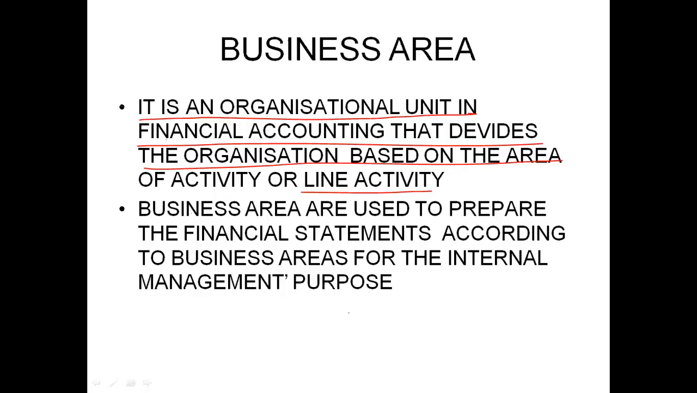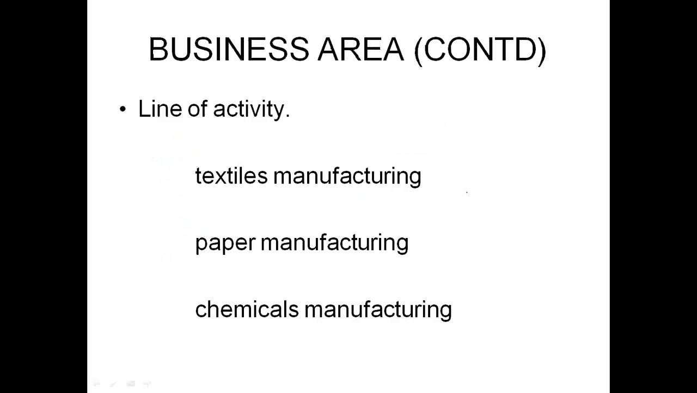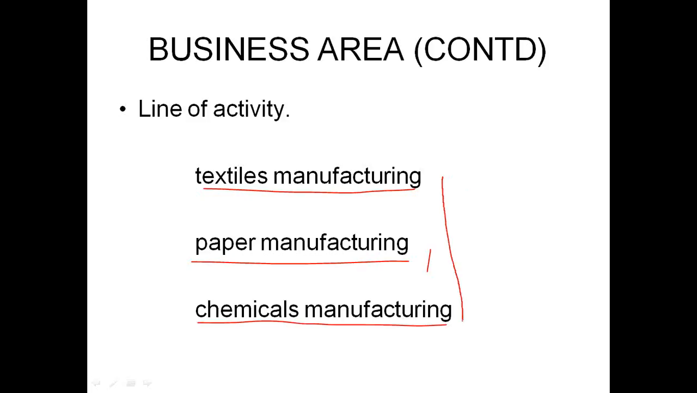And another thing I told you is division of enterprise according to line of activity. What is the meaning of the line of activity? Under the same name, right? We are carrying on business in textiles manufacturing. This is called one line of activity. We are carrying on business in paper manufacturing. This is called another line of activity, and chemicals manufacturing. This is also called another line of activity. So these are called line of activities. So we can design the business areas either on the basis of geographical area of activity or the line of activity. Okay, we design the business areas.